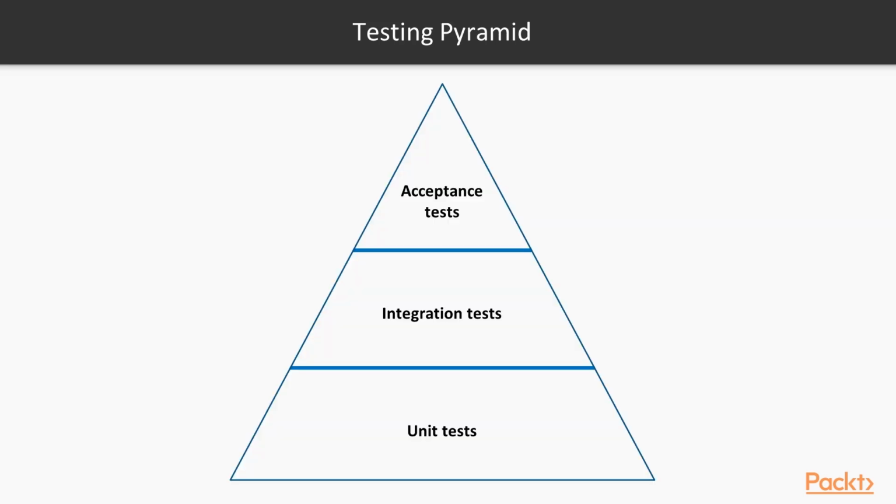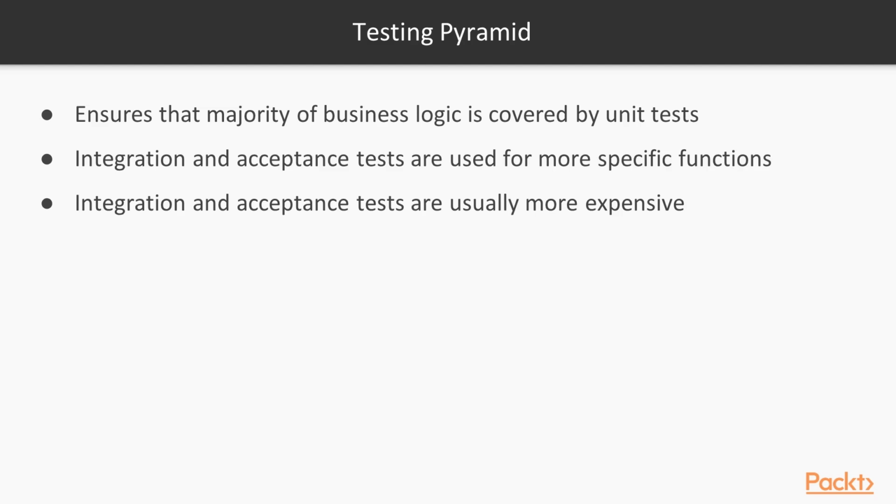This is what I call the pyramid of testing, and there are years of experience behind it. Your software should have a whole bunch of unit testing, fewer integration tests, and some acceptance tests. This ensures that the majority of your business logic is covered by the unit tests, and the integration and acceptance tests are used for more specific functions. Also, the integration and acceptance tests are usually more expensive, so minimizing their usage is usually something that's recommended. In this video, we've looked at software development lifecycle and testing types.